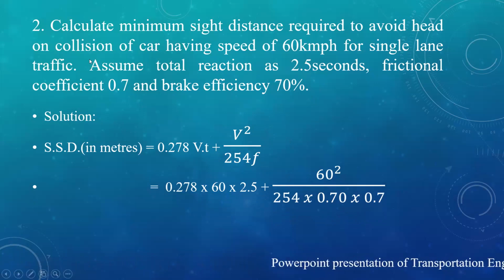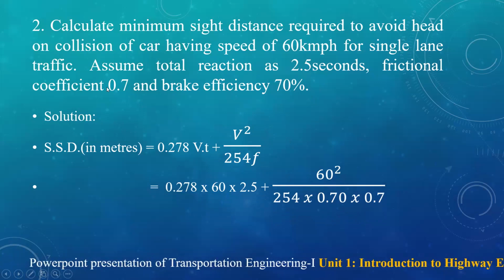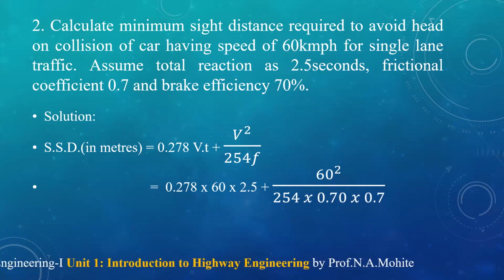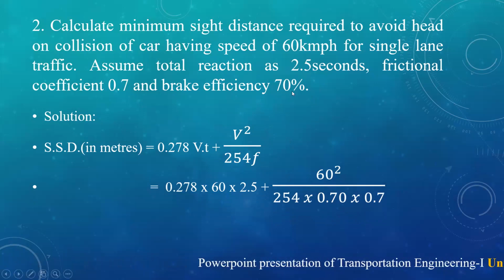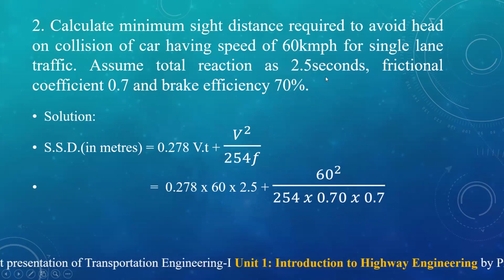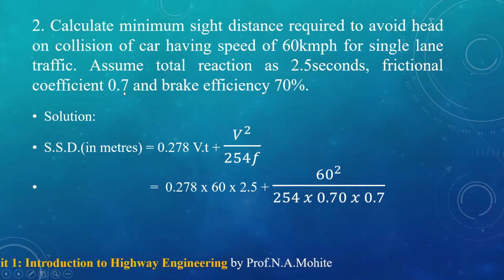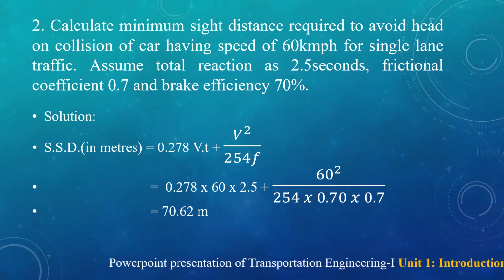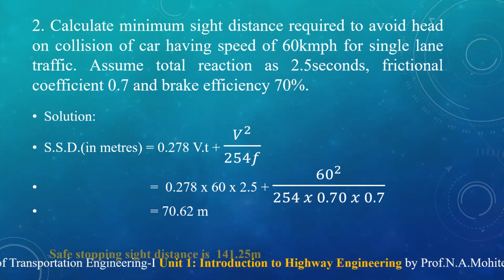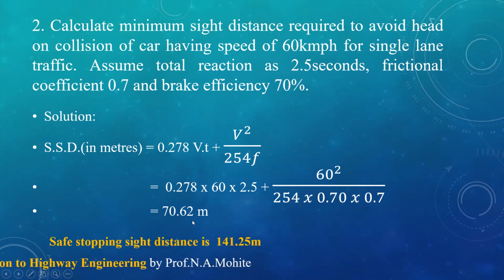So just make sure that in the previous numerical, the brake efficiency was not given, which is directly related to the friction of the road and the tire. So they are telling that the brake efficiency is 70%, so the frictional resistance will be multiplied by 70%, that is 0.7. And we'll calculate the stopping sight distance, the minimum sight distance required. Okay, so it is coming out to be 70.62 meters.